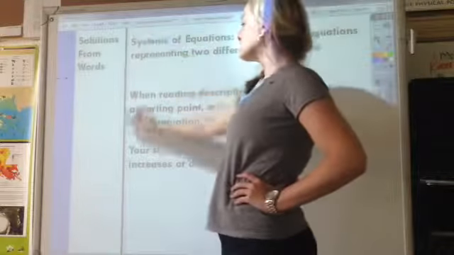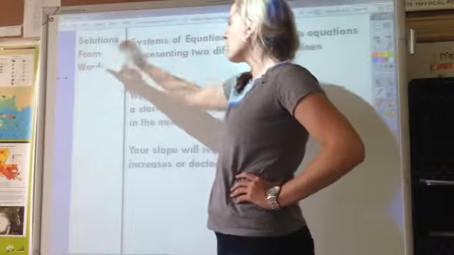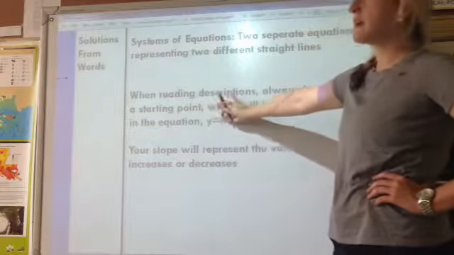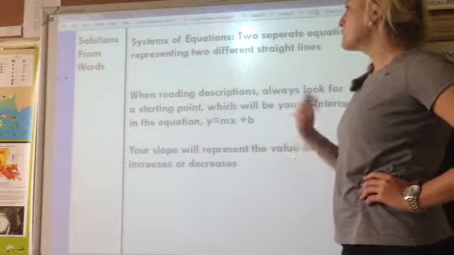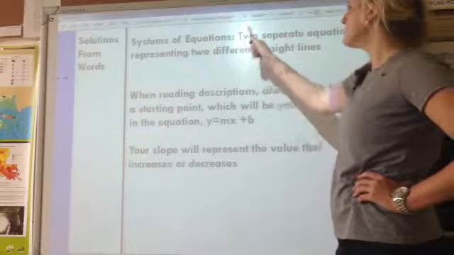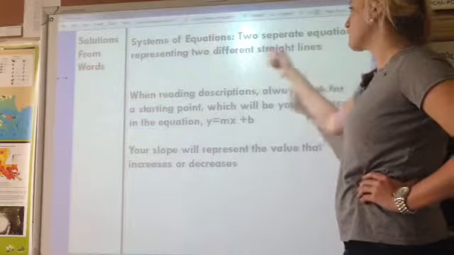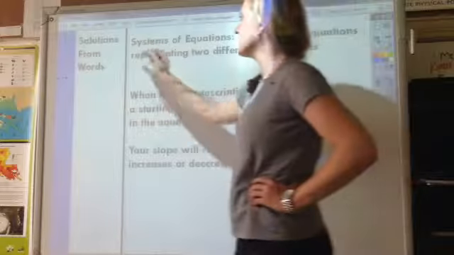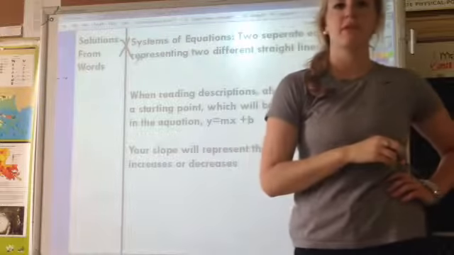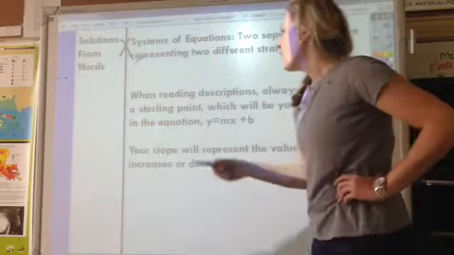On your notes page, go ahead and draw your line. Go ahead and write solutions from words in the top left-hand corner. Don't write this yet. I'm going to tell you what to write. Let's review what systems of equations are. Systems of equations are two separate equations representing two different straight lines. You definitely do not have to write that because you should remember that from your Quizlet vocab.